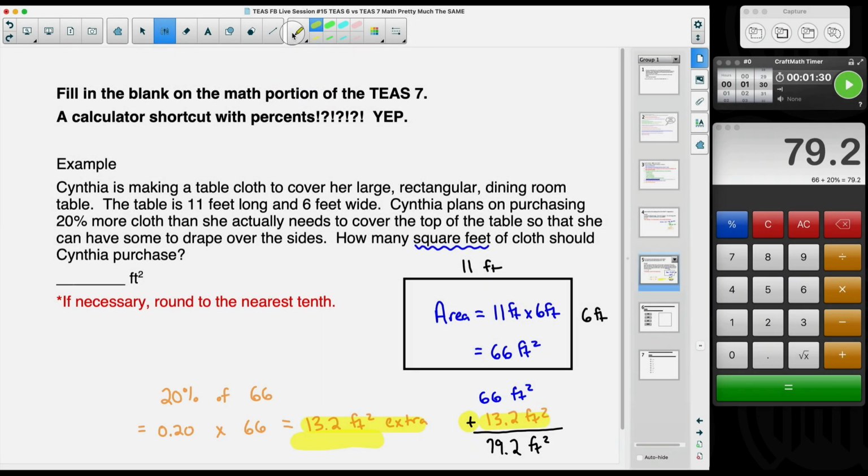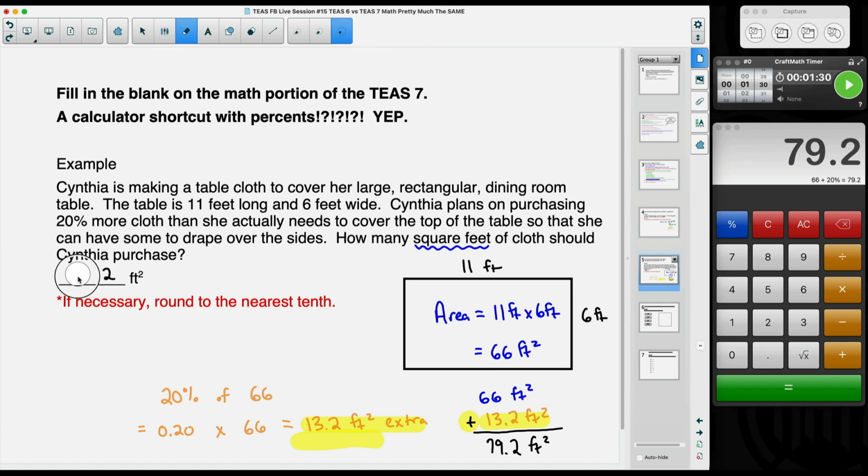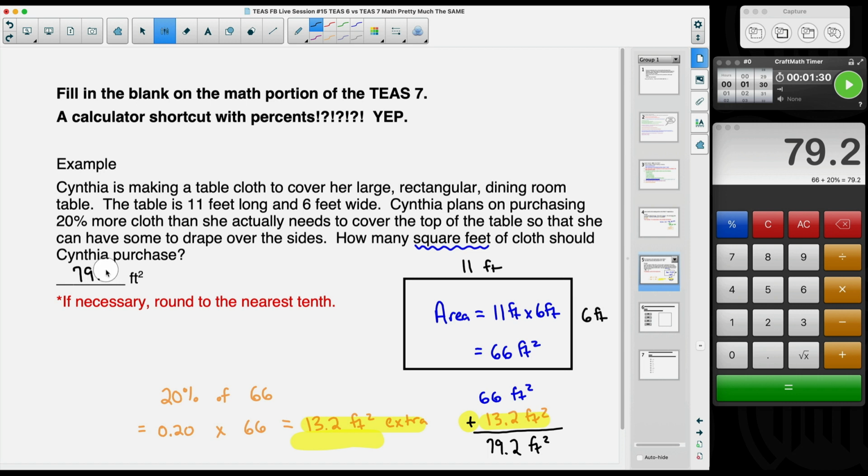So, that set aside, obviously here we would pay attention to the directions. It says round to the nearest tenth if necessary, so therefore we would type in 79.2 here. You would need that decimal. Now, if it did say round to the nearest whole number, then you wouldn't need a decimal. You would just say around 79 square feet.